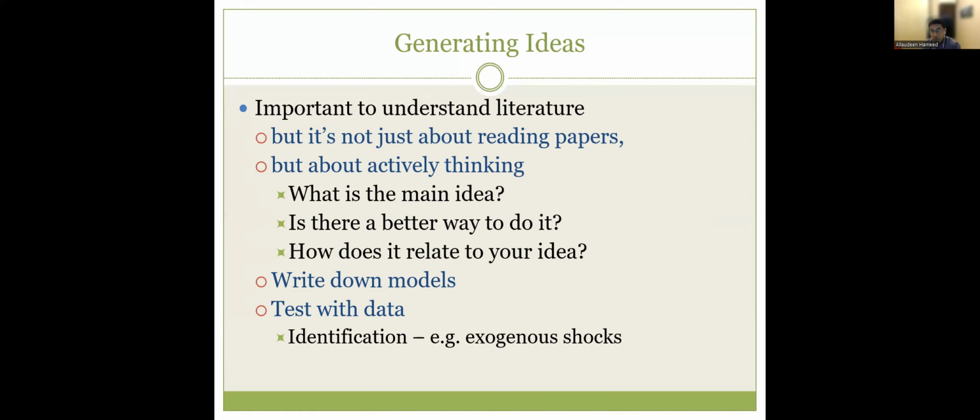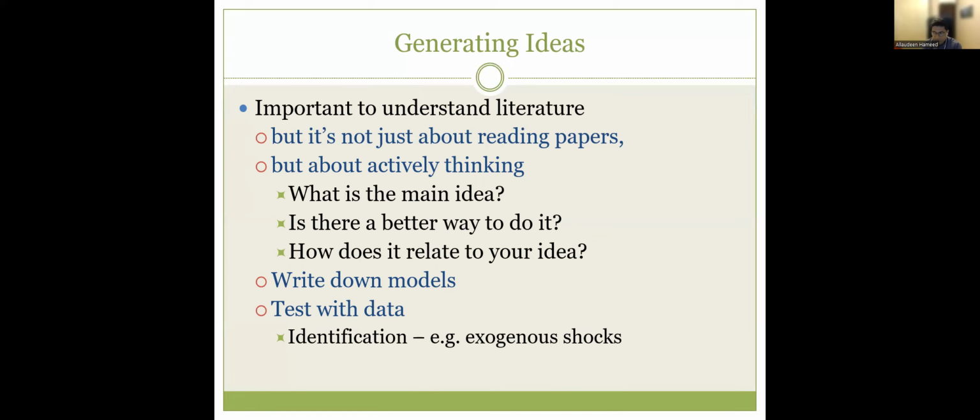Okay, so you think about what's the main idea in the paper. You want to ask yourself, if I were to do the paper, would I do it? Is there a better way to do this? That could be a contribution, that might help to shed light or maybe even reverse the current results. And you want to see how these papers, the literature, relate to what you are thinking as your research idea.